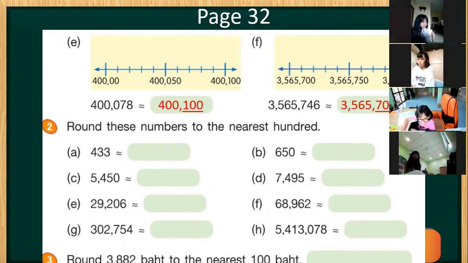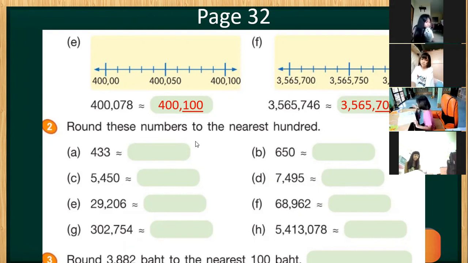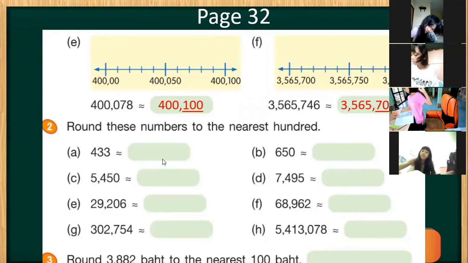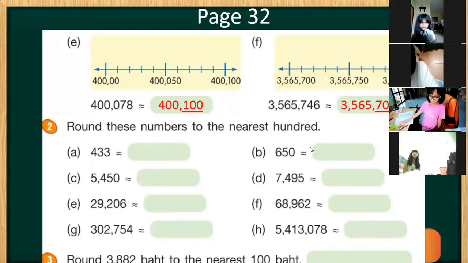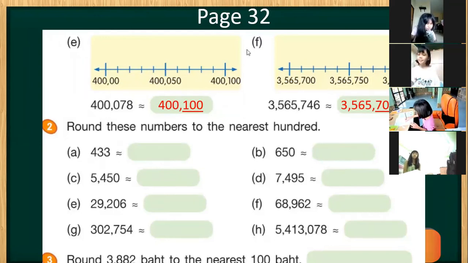Okay, let's answer. I want you to follow it, okay? So number 2, it said here, round these numbers to the nearest hundreds. Letter A, 433,000. What is the correct answer? Is it 400 or 500? What's your answer? Answer is 400.